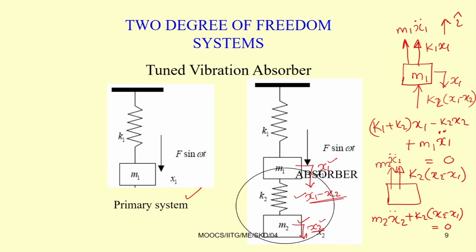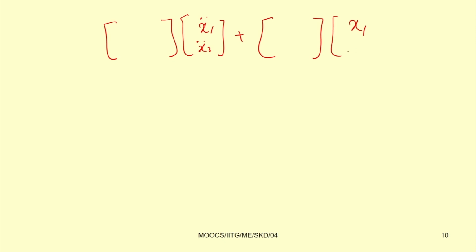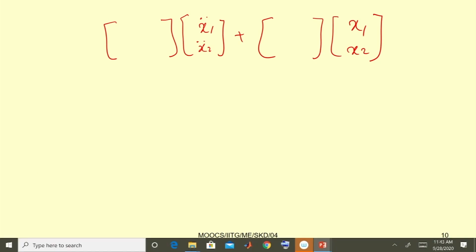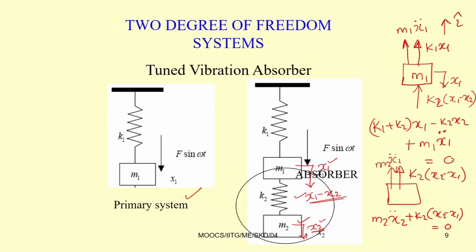Here one can write this equation in matrix form also, as the matrix times x1 double dot, x2 double dot, plus the matrix times x1, x2. Okay, here one thing we have forgotten. On the right hand side, this is not equal to 0, because we have a force acting.